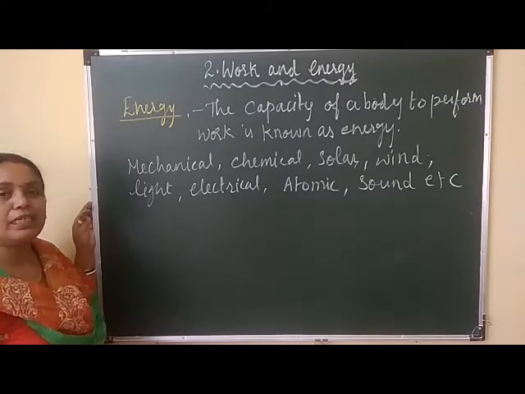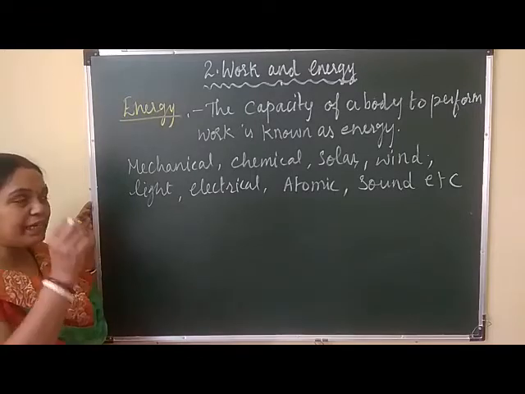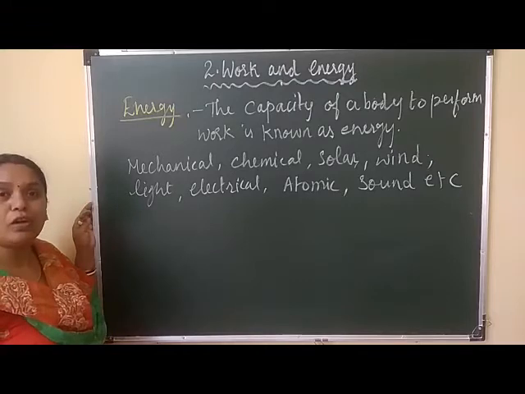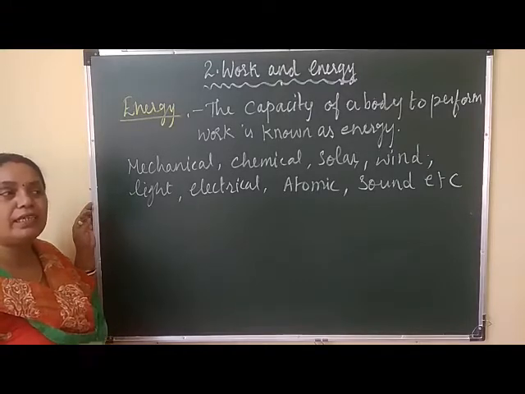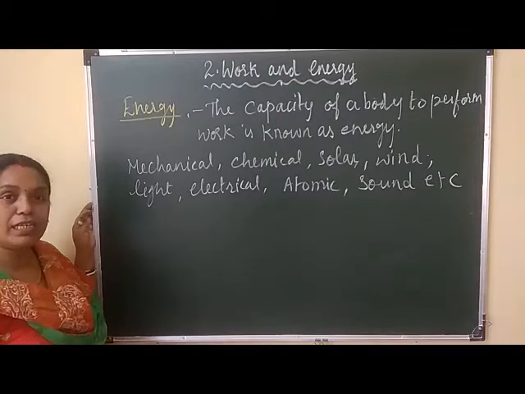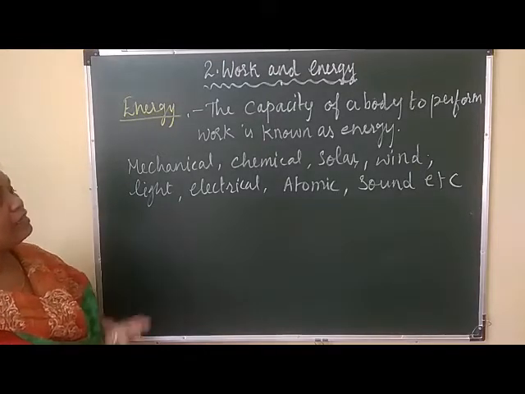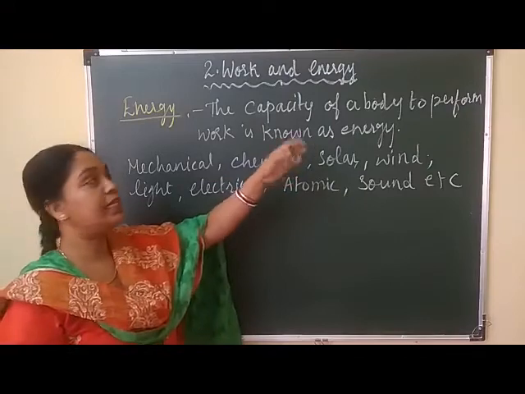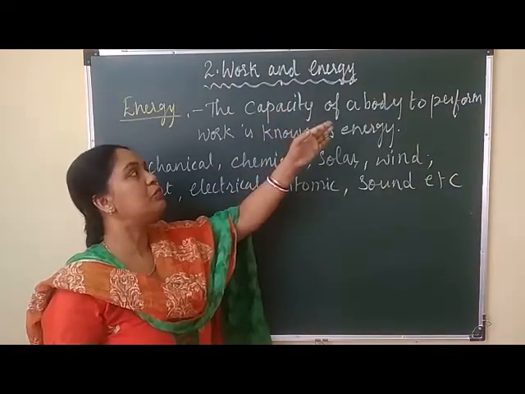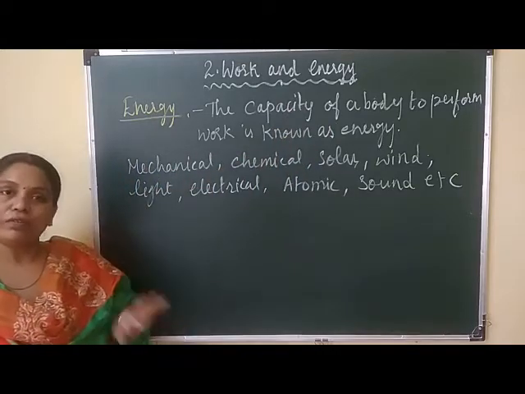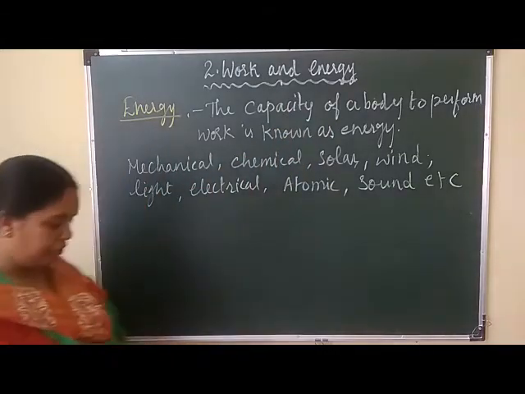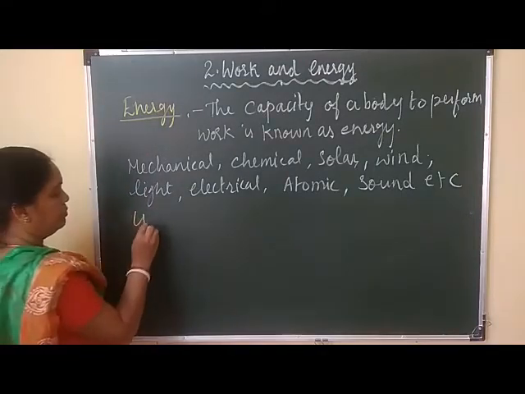The third example is, if you collect the sunlight on a piece of paper through a convex lens, you will find that the paper burns. This is the example of solar energy. So any kind of energy means it has a capacity, the ability to do work. Got it? What about the units of energy?